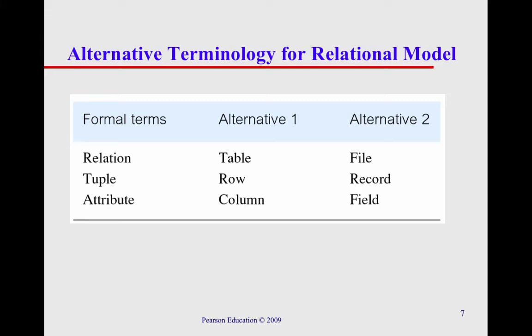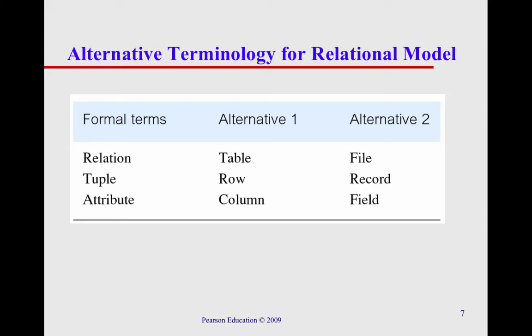So if you're a researcher and you're discussing it formally with another researcher, you will use the terms relation, tuple, and attribute. If you are a customer and user, you will use terms like table, row, and column. And if you are the database administrator who is physically implementing the relations on the file system, you will think in terms of file, records, and fields.